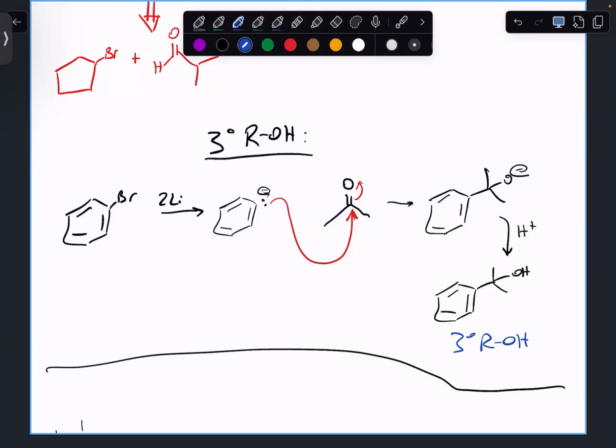So it's really just the difference here is what are you adding the Grignard reagent to? You add it to formaldehyde or ethylene oxide, you make a primary alcohol. If you add it to a regular aldehyde, you get a secondary alcohol. If you add it to a ketone, you get a tertiary alcohol. All right. Questions on this?